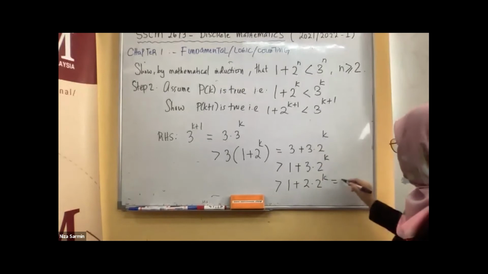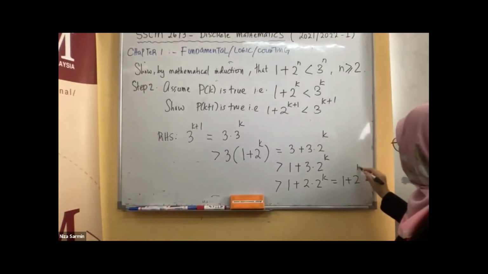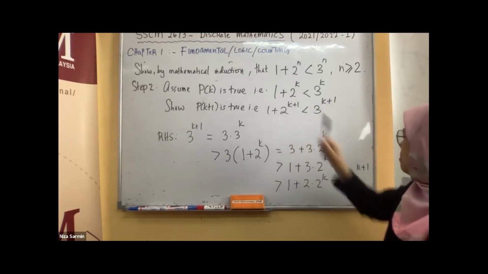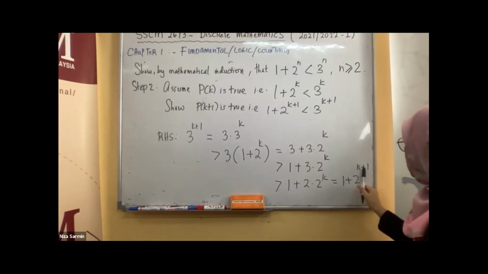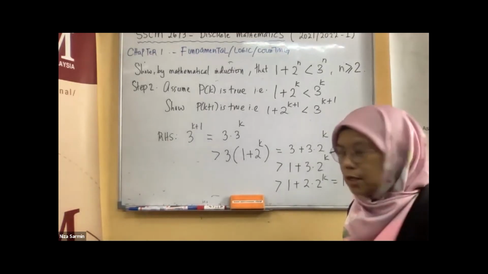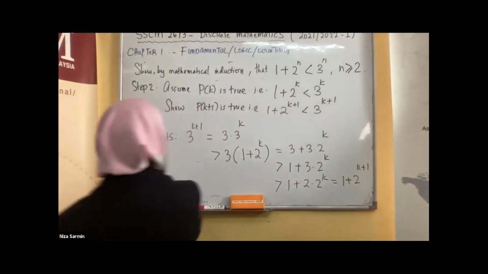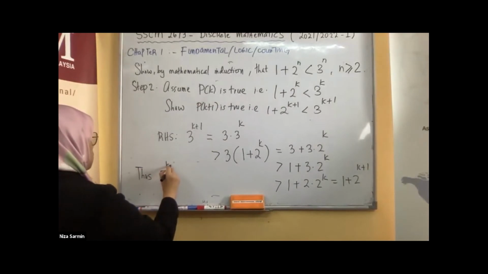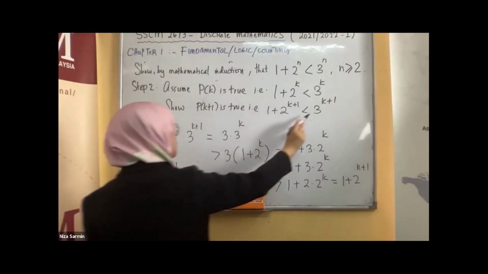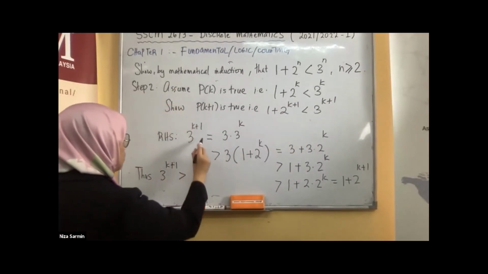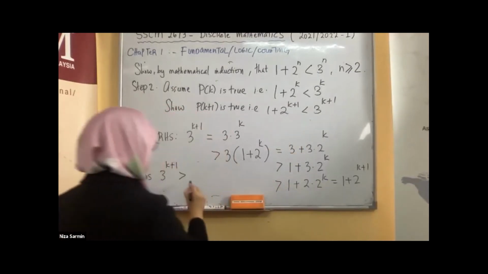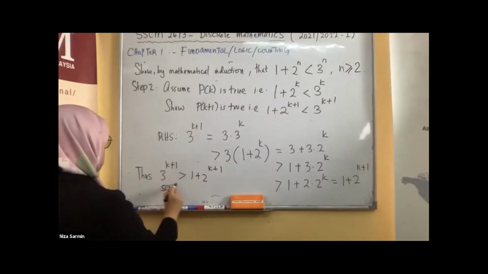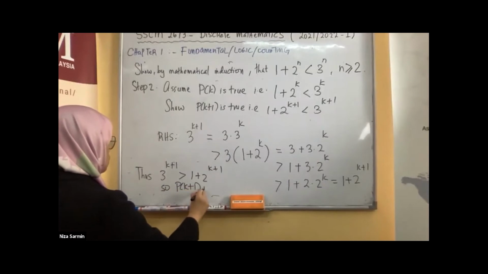Now, this is 1 plus 2 to the k plus 1. Which is this? Okay, 1 plus 2 to the k plus 1. So, thus, 3 to the k plus 1 is bigger than 1 plus 2 to the k plus 1. So, P(k plus 1) is true.